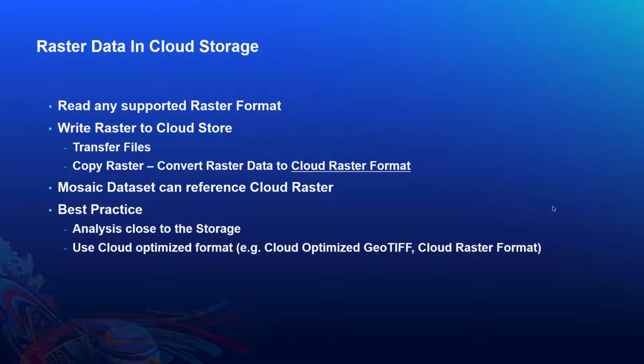For example, if you want to run analytic tools in the AWS cloud, then it's better to set up the virtual machines in the same region as your S3 bucket. And you will also want to use a cloud optimized raster dataset format, such as the cloud optimized GeoTIFF, or use the cloud raster format that comes from Esri.